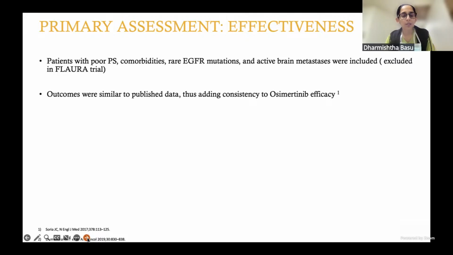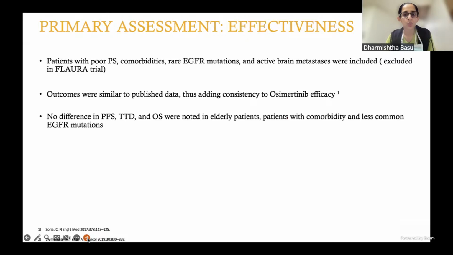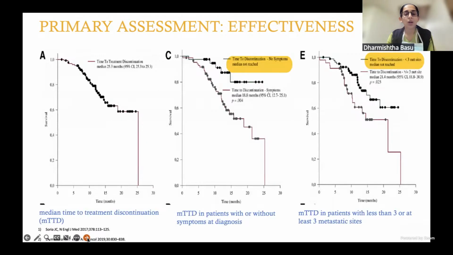Outcomes were similar to published data, thus adding consistency to osimertinib efficacy. There were no differences in PFS, time to treatment discontinuation, and OS in the elderly patients as well, patients with comorbidity, and those with less common EGFR mutations. Coming to the effectiveness curves, the median time to treatment discontinuation was about 25.3 months.